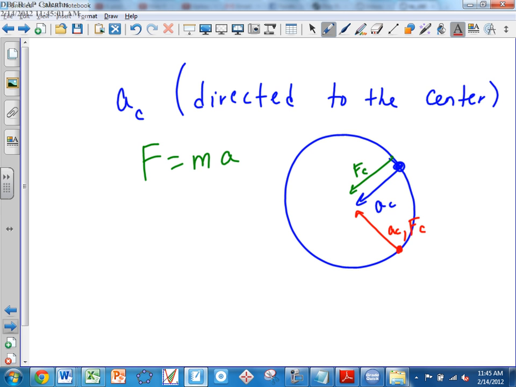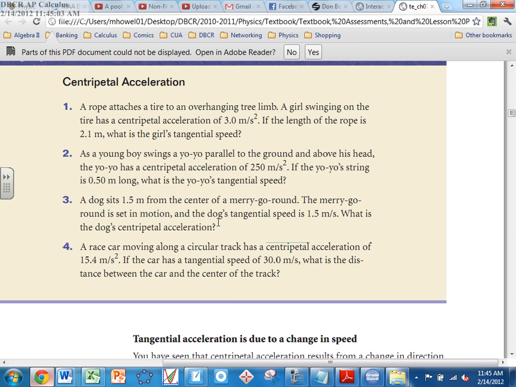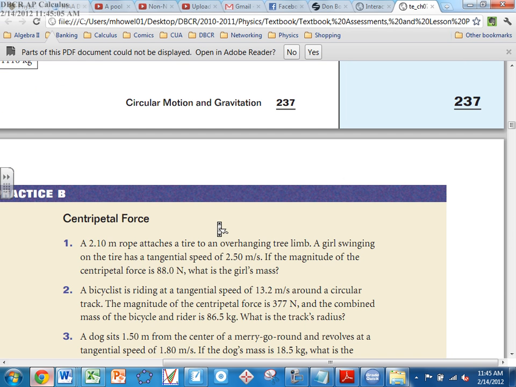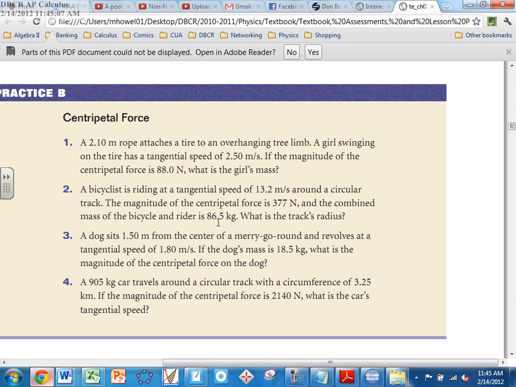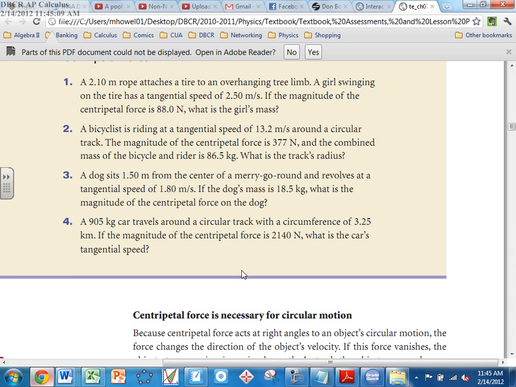Let's take a look at another example. Let's go to page 238 and look at number 2. Now, for this problem, can I get a reader for number 2, please? A bicycle is riding at a tangential speed of 13.2.